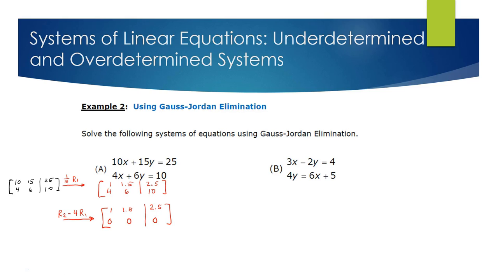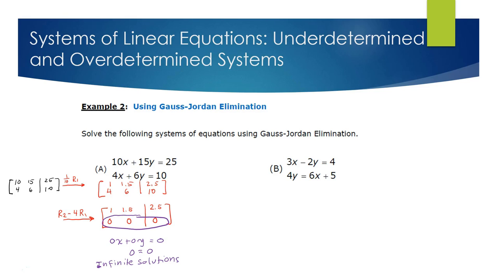And what I have is basically telling me that 0x plus 0y equals 0, which makes sense. Basically, having a row of zeros to the left of that vertical bar means that all the variables have canceled. And if all the variables have canceled and I add them together, which means there's nothing in their places, then I end up with nothing. Well, that's a true statement. So that would tell me infinitely many solutions.